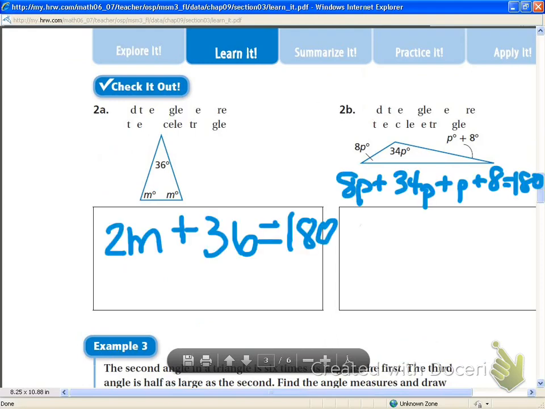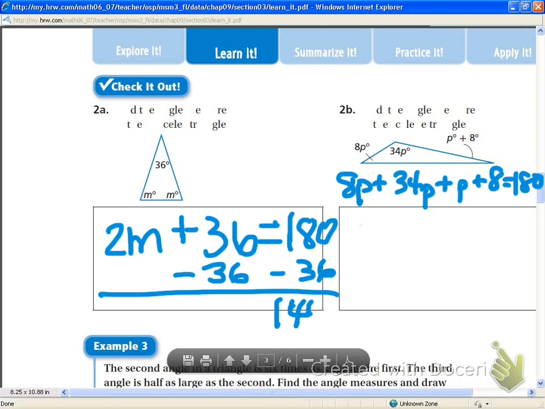Okay, we're going to review it now. So we're looking at check it out 2A. After we subtract 36, what's 180 minus 36? Miss Rose? 72. No. 180 minus 36? 144. And then you divided, correct, Rose? And then Rose got 72. 72 degrees. That is correct, Rose.